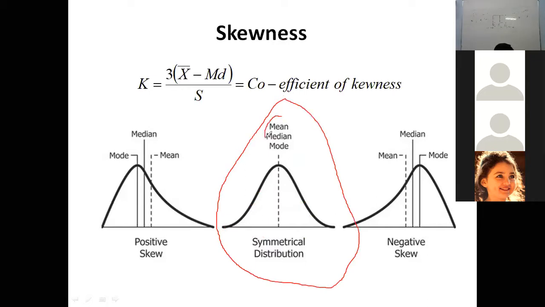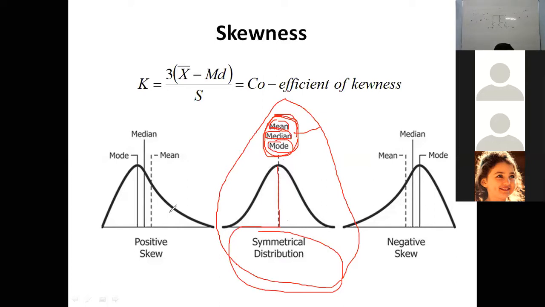What are these values? Under which category have we learned this? Measures of center, isn't it? Mean, median, and mode. So in a symmetric distribution, the mean, median, and mode lie more or less in one place. Mean, median, mode lie only in one place. So that is why it is symmetric.